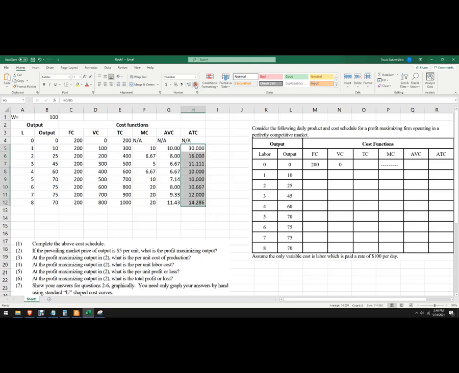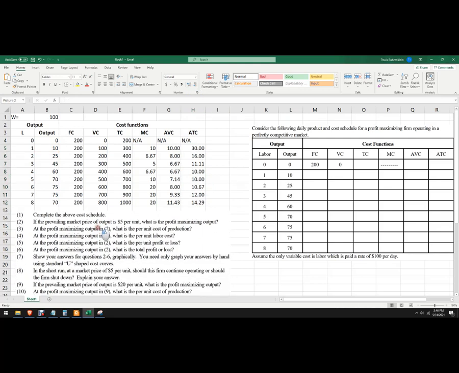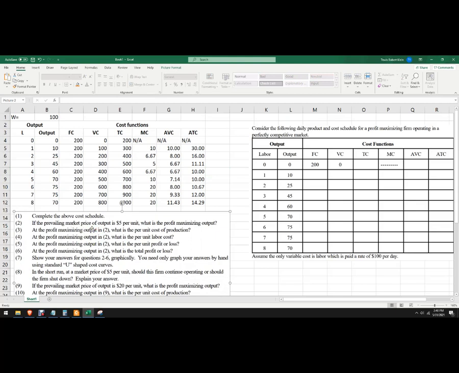That coming all the way down there. Okay, and now I've filled in all of the numbers. Now the question, of course, is what does it mean? If the prevailing market price of output is $5, so they're going to sell every unit at $5, that tells us it's perfectly competitive. What is the profit maximizing output?